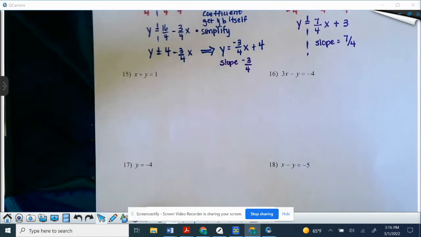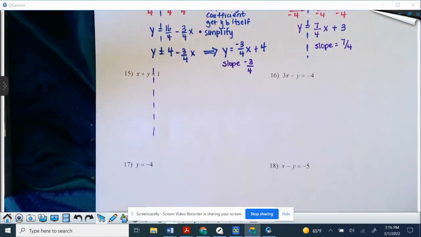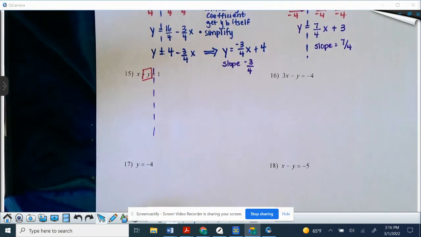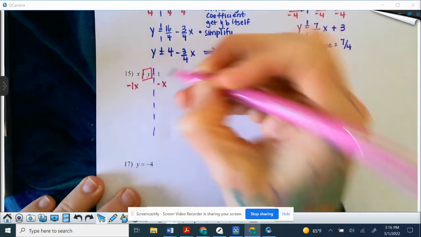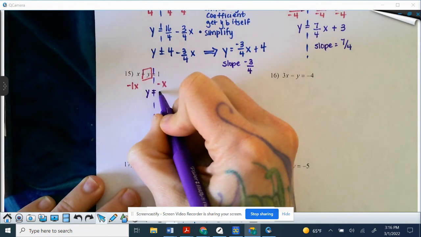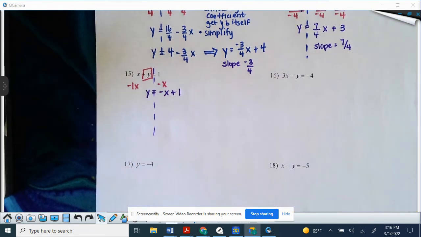Looking at number 15. So line of great divide, identify where our y is and what needs to move. So that x on the outside needs to move. The coefficient is an imaginary 1. So you can write negative 1x or just minus x, same thing, to move it to the other side. So we have a positive y equals a negative x plus 1. In this case, there's nothing still attached to the y, so you are done.